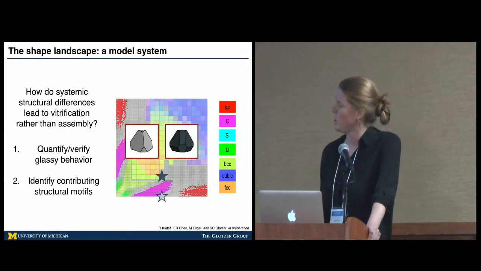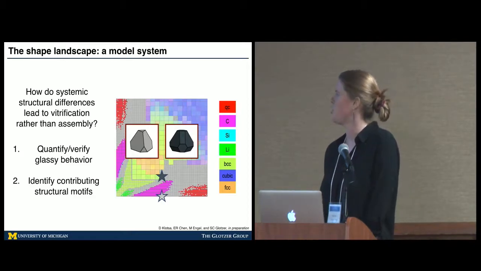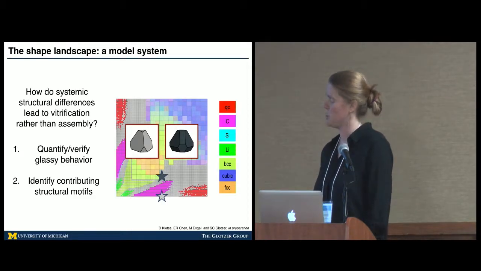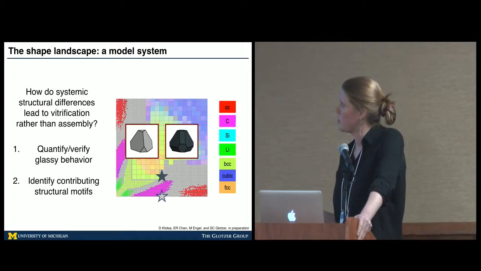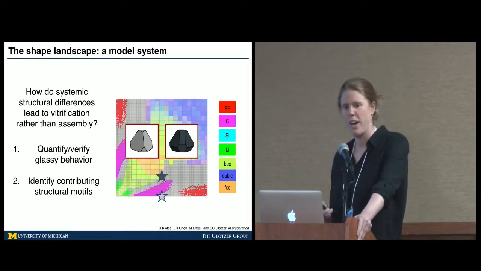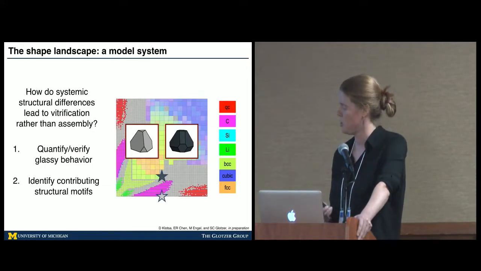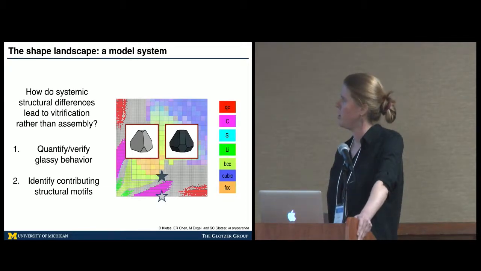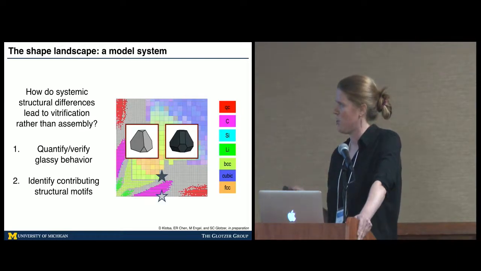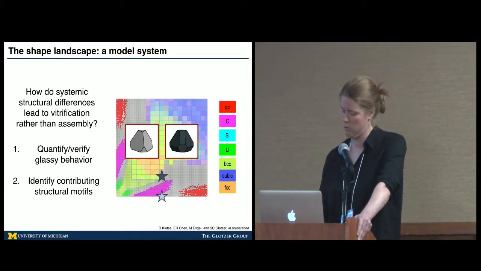In order to answer that question, we chose to attack this on 2 fronts. First, we wanted to actually verify that these disordered systems were in fact glass formers. So we chose 2 different points in this shape landscape corresponding to these 2 different shapes. And we quantified the dynamical behavior of these systems and verified that they were glass-forming systems. And then we identified structural motifs that we think contribute to this glassy behavior. And I'm going to focus especially on point number 1, because we used Blue Waters to help us do that. And Blue Waters is very helpful in helping us do that.